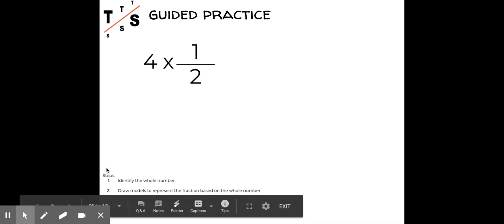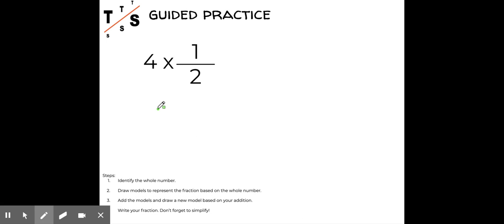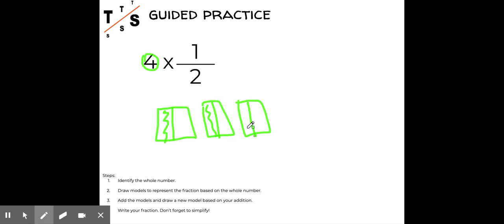So let's practice these. If you want to pause and try them on your own, you can, or if you want to follow along with me, you can do that too. So I have 4 as my whole number, and I have 1/2. I'm going to draw my models, 1/2, and draw 4 of them. I'm going to add them together.